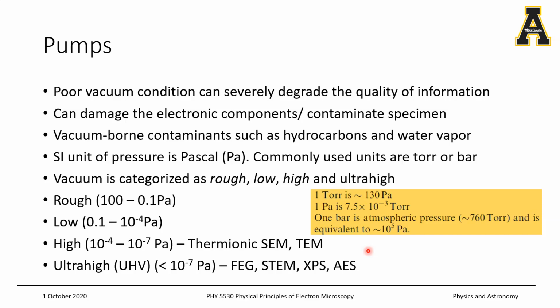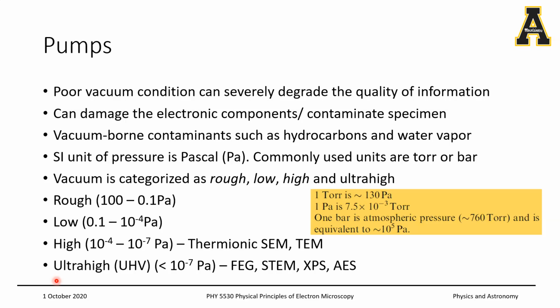And this is technology that has evolved over decades, maybe over 50 to 60 years. The first electron microscopes were probably operated in the rough to low vacuum range, but the high and ultra high vacuum technologies have evolved probably even longer, maybe 80 years now. So it is impossible to capture all of that in a lecture on electron microscopes.